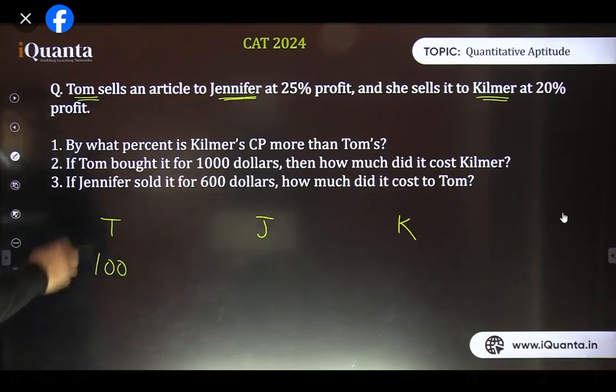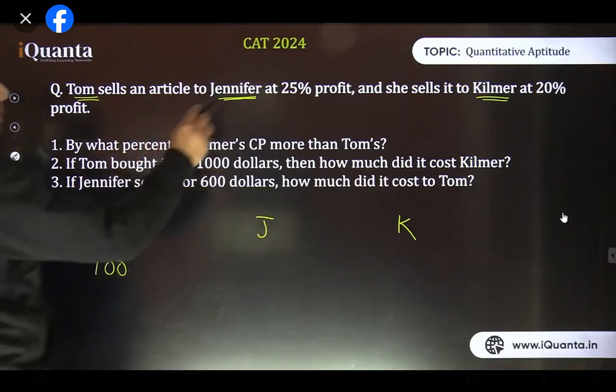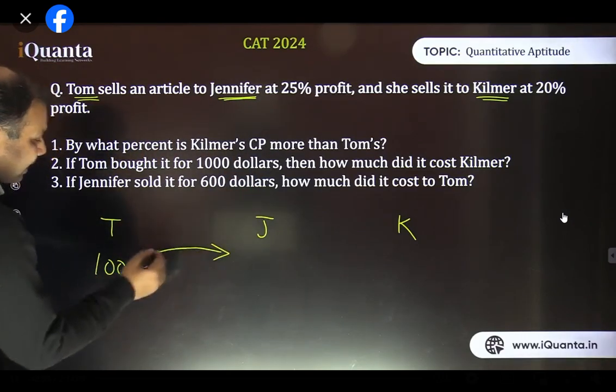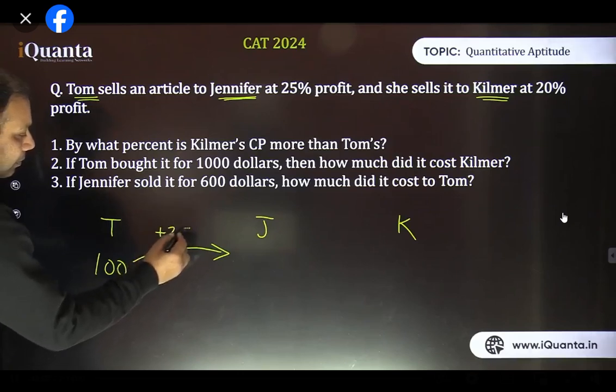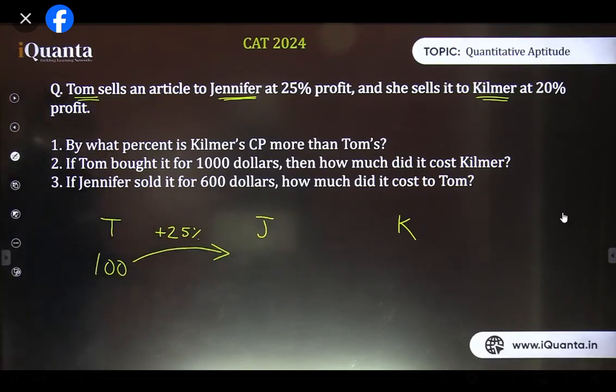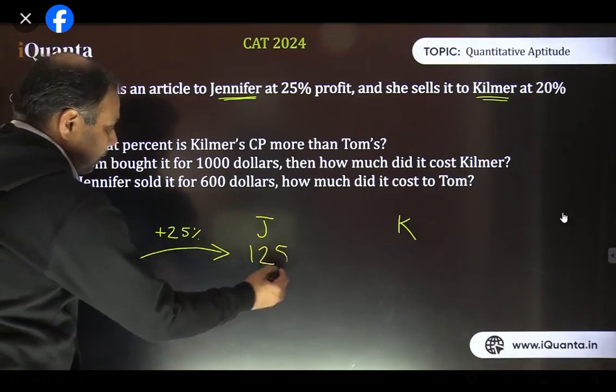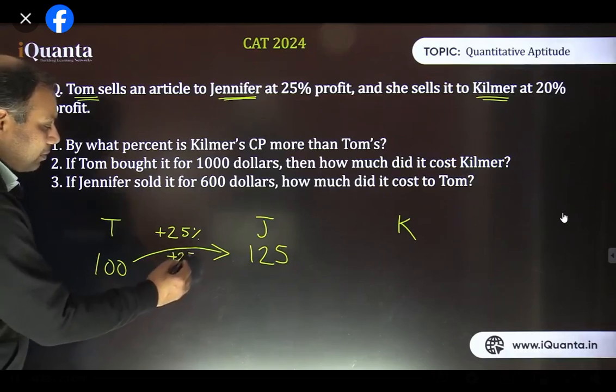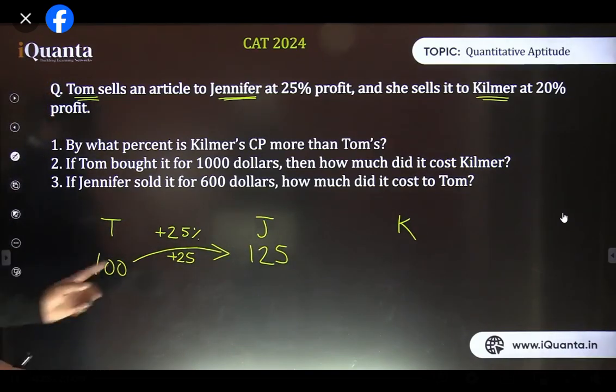So if the cost price of Tom is 100, then Tom is selling the article to Jennifer at 25% profit. Can you tell me what is the selling price of Tom, or what is the cost price of Jennifer? If the initial cost price of Tom was 100, it's going to be 125, right? Because 25% of 100 is to be added. That means plus 25, so that makes it 125. I don't know the actual values, but I know the ratio. If it is 100, then it is going to be 125.